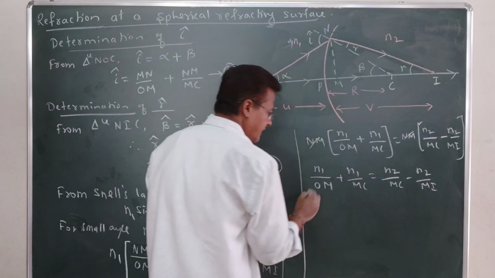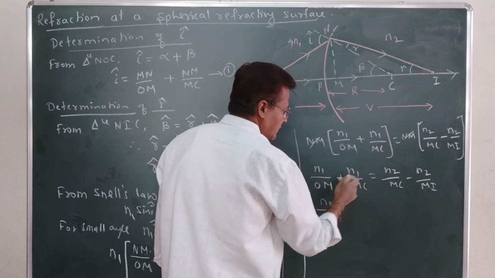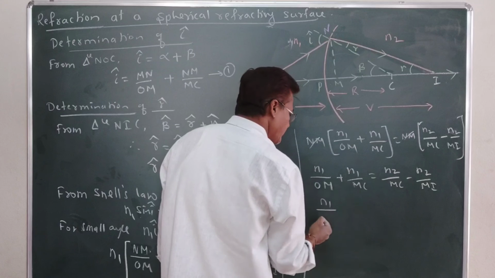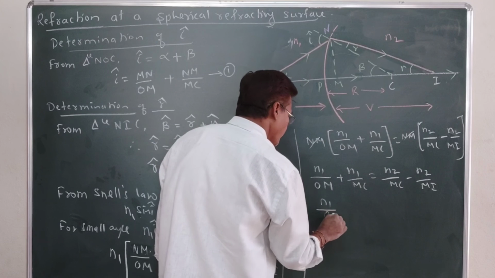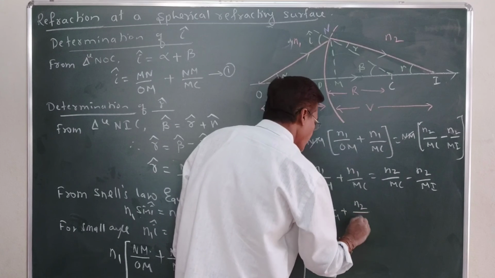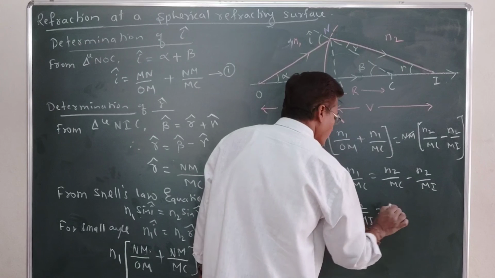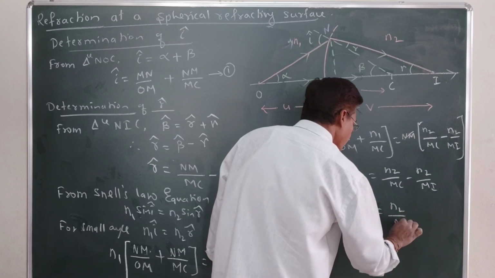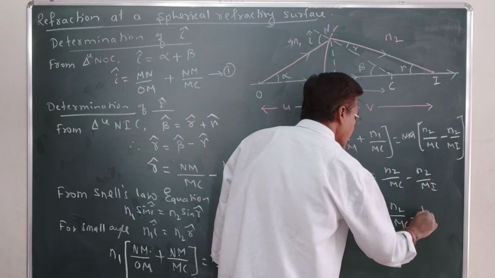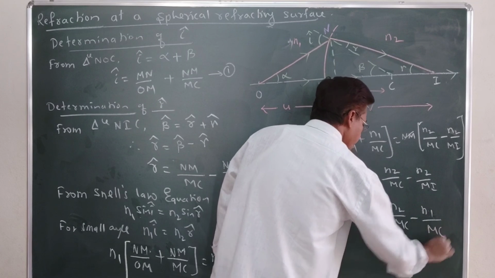Now we take the MC terms to one side. So N1 by OM plus, this will come to this side, N2 by MI is equal to N2 by MC minus N1 by MC.